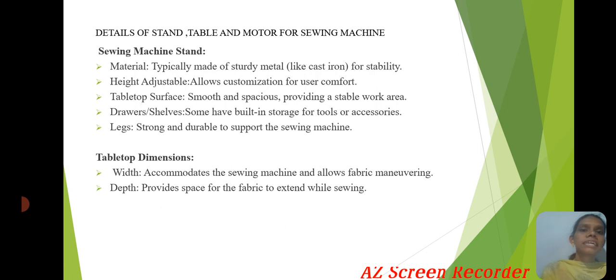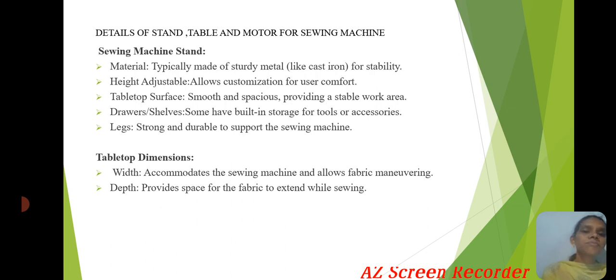Details of stand, table, and motor for sewing machine. Sewing machine stand: typically made of sturdy material for stability. Height adjustable: allows customization for user comfort. Table top surface: smooth and spacious, providing a ample work area. Drawers or shelves: some have built-in storage for tools and accessories. Legs: strong and durable to support the sewing machine.